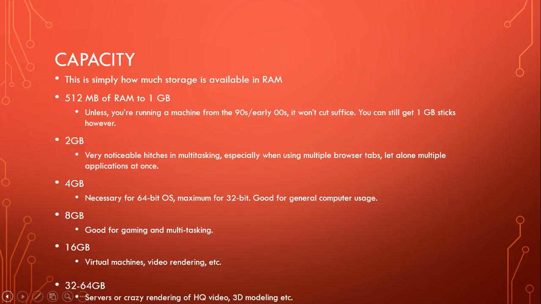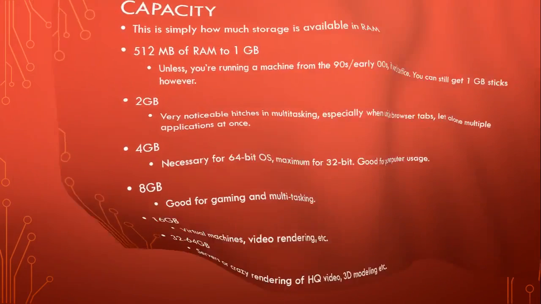have that extra memory. And then if we start going 32 to 64 gig or anything higher, this is servers, or crazy rendering of high quality video like 4K, for example. You're going to want a lot of crunching capacity because you're processing a lot of data. Doing things like 3D modeling, because you have a lot of data that you're passing through. That's another thing that you could end up using this for.